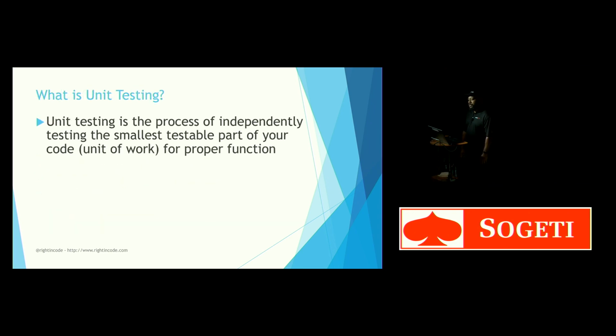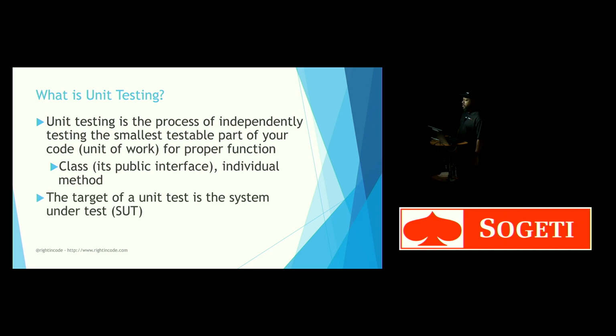So what is unit testing? Unit testing is a process of independently testing the smallest testable part of your code, a unit of work, for proper function. Typically it could be at a class level, where you test its public interface, or you can zero in on a specific method. In test terms, you typically hear something called SUT, which is system under test, so you'll hear me say that along the way. One thing to remember is a unit test is code. It's code written to test code.